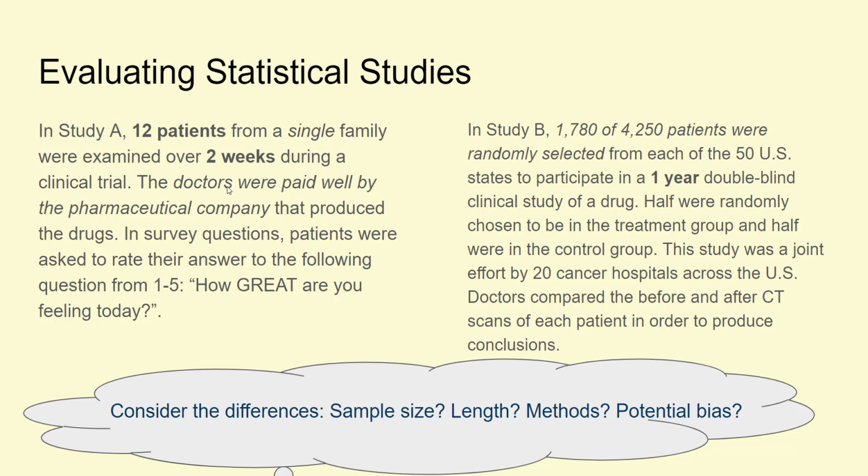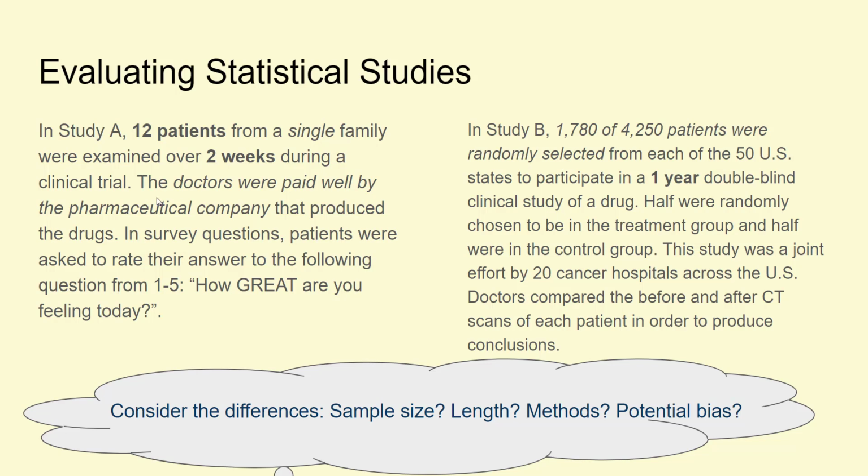The length of the study on the left was 2 weeks. Patients were examined and observed for 2 weeks, whereas on the right, we see that we had thousands of patients and they participated for 1 year. The study on the left, you'll notice that there's really nothing in here about a control group, whereas on the right, we did have a control group, and you'll see that half of the patients were randomly chosen to be in the treatment group and half in the control group. The experiment was a double-blinded group so that both the participants and the doctors were not aware of who was being given the treatment or who was in the control.